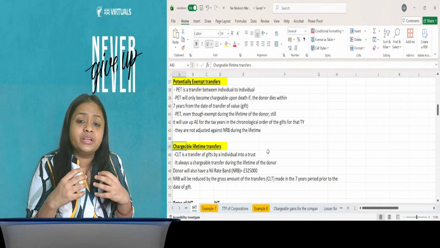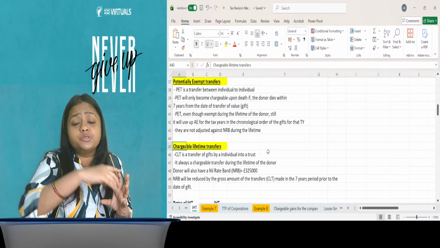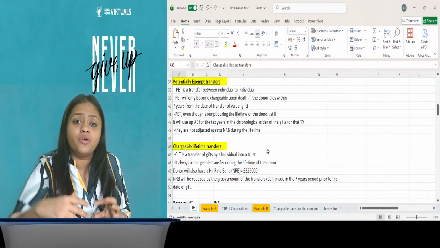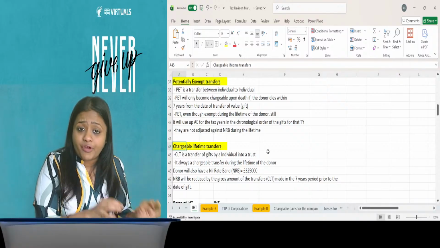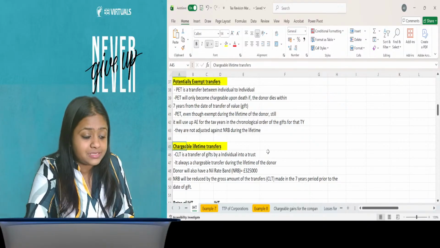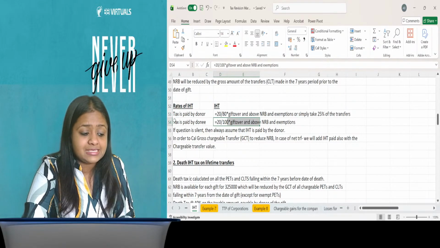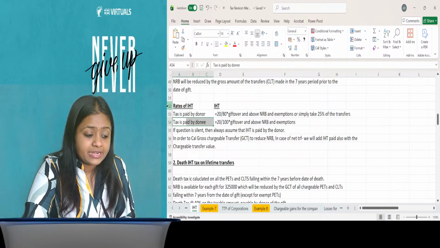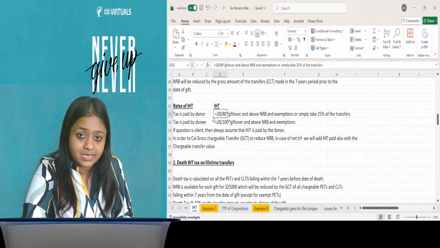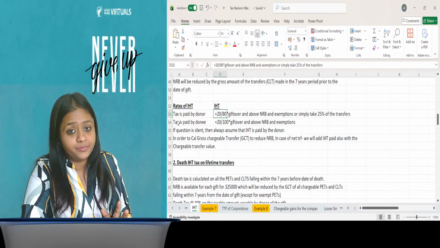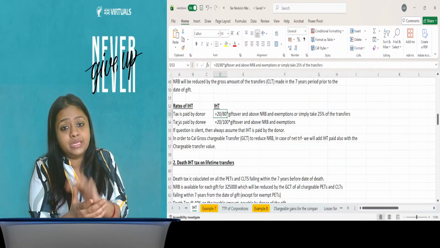But when it comes to CLT transfers, the chargeable lifetime transfers, which is made between an individual to a trust during the lifetime of the individual, it is subject to IHT. And the tax rate of IHT is 20%. Okay, at the rate 20% if the tax is borne by the donee. And it is at the rate 20 by 80, or we calculate 25% if the tax is borne by the donor. Okay, if the tax is borne by the donor, remember you have to multiply 25% or 20 by 80.